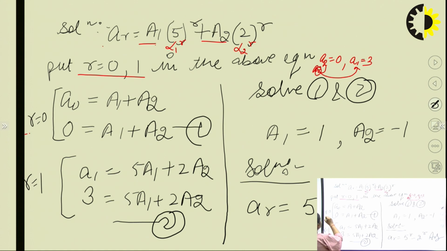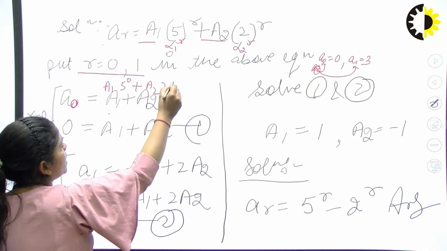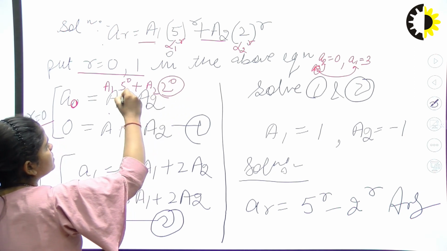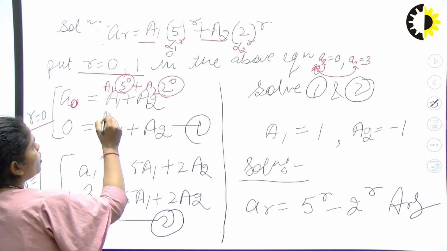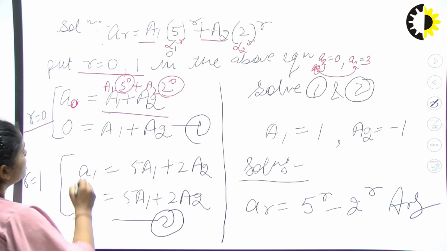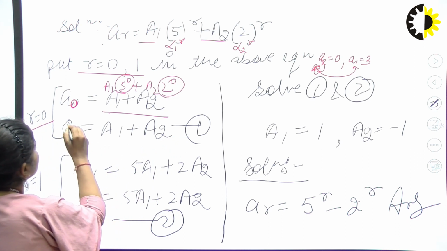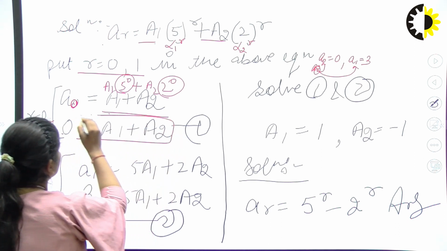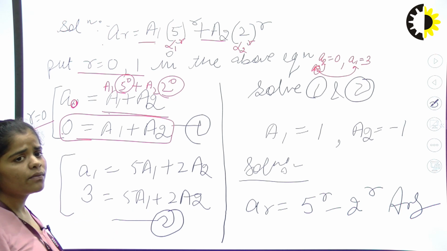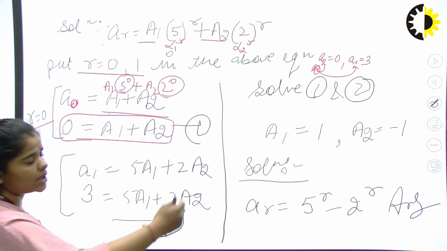So we use r equal to 0 here in the solution equation. When we put r equal to 0, then we have A1 5 to the power r plus A2 2 to the power r. So basically something to the power 0 is equal to 1, so it will automatically become A1 plus A2. And a0 is equal to 0, that is given in the question. So 0 is equal to A1 plus A2. This will form an equation that we denote as the first equation, right?